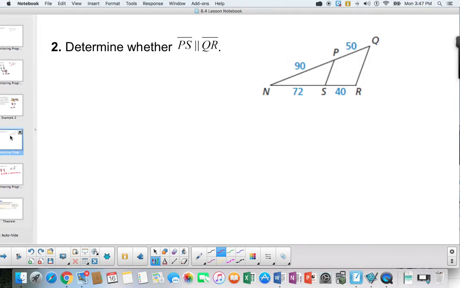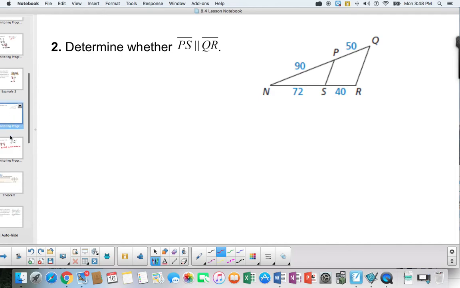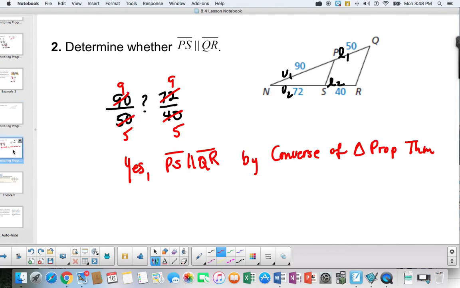Your turn. Go ahead and see if you can determine whether PQ is parallel to QR. Stop the screencast. Here's the answer. I went ahead and found the upper to the lower. Again, upper is just what I choose that's close to the angle. And I found that the ratios are exactly the same. When the ratios are exactly the same, I know the lines are parallel by the converse of the triangle proportionality theorem.